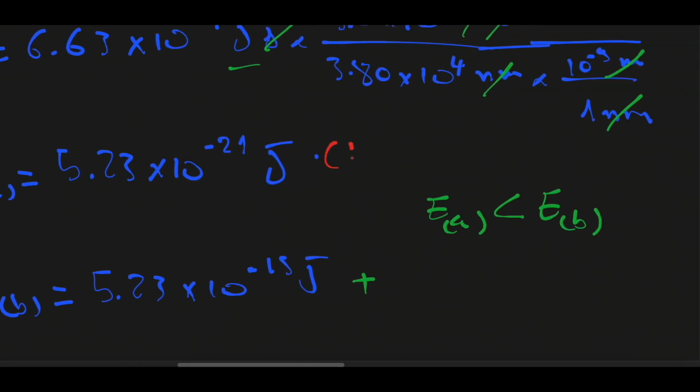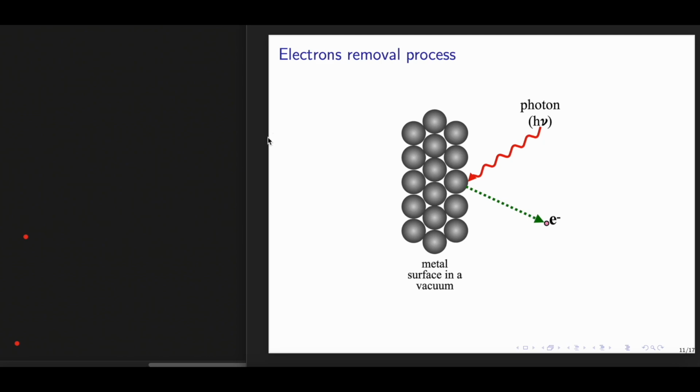So here the first one we have the infrared region, and the second one is the X-rays. Now let's talk about the process of how the electrons are removed from the metal surface. Here we have a photon of energy h nu that strikes this metal surface. After that, an electron is ejected from this surface.